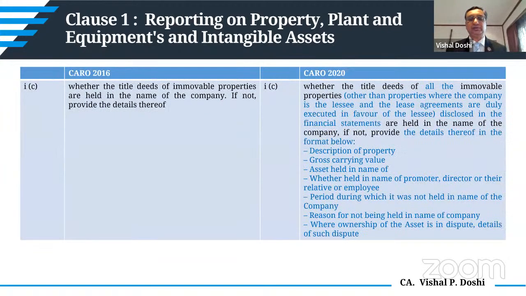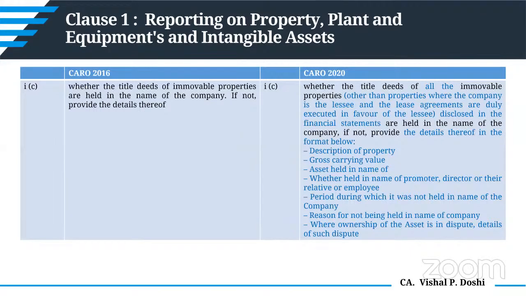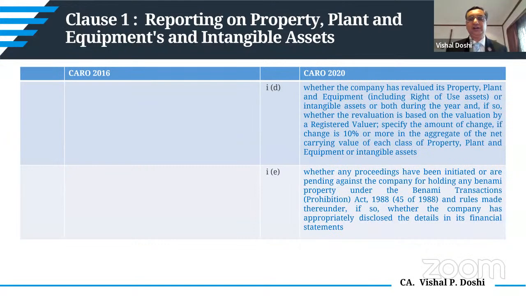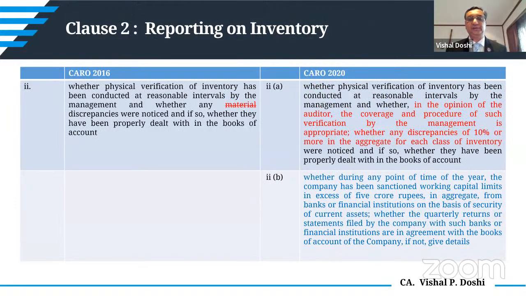This is with respect to title deeds of immovable property not held in the name of company. We discussed that under Schedule 3, so I'll not repeat that. Only, it is with respect to where the revaluation has been done, whether it is done by a registered valuer as per the valuation rules. 1E is with respect to Benami transactions. So these two we discussed under the Schedule 3.